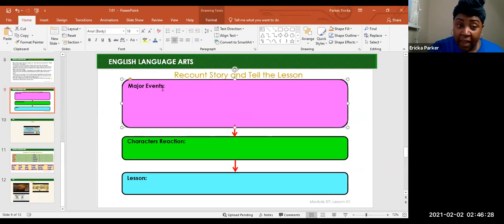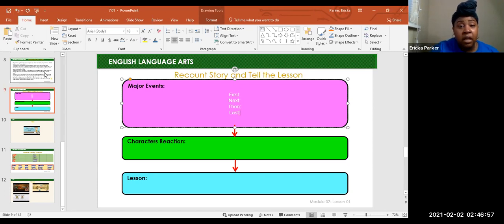All right, let me bring the story back up. We are going to go through this because this is how you're going to know what happened first. I want to make sure I use one of our words that we use when we are talking about the beginning of the story. What happened first? What happened next? What happened then? And then what happened last?